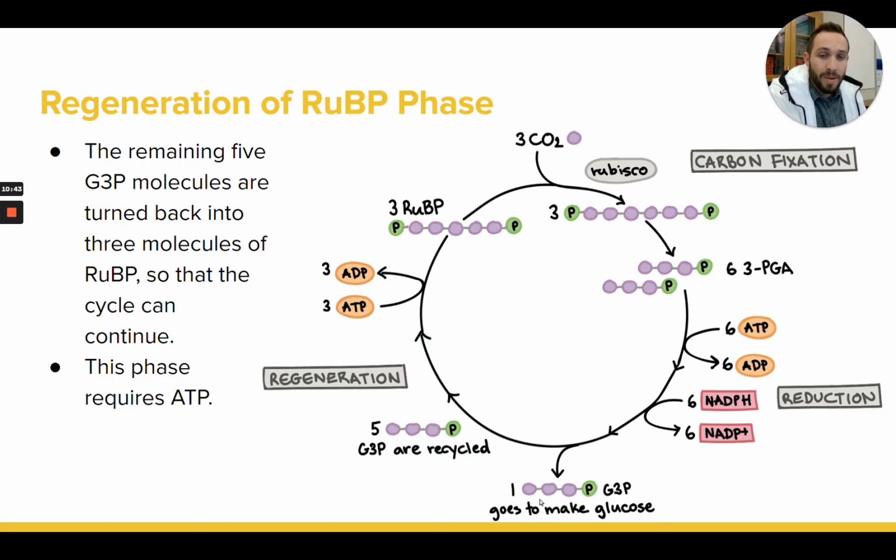And so this G3P, like I said, the one that's left over, the one that you make every 3 cycles, this 1 G3P that gets to leave, is now going to go to the plant cell, which is then going to use this G3P to build other organic molecules. Most commonly, it's going to use this to build glucose.